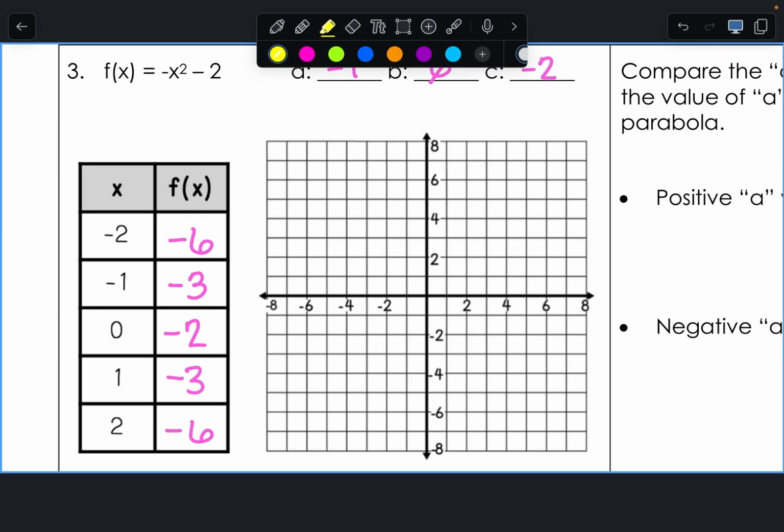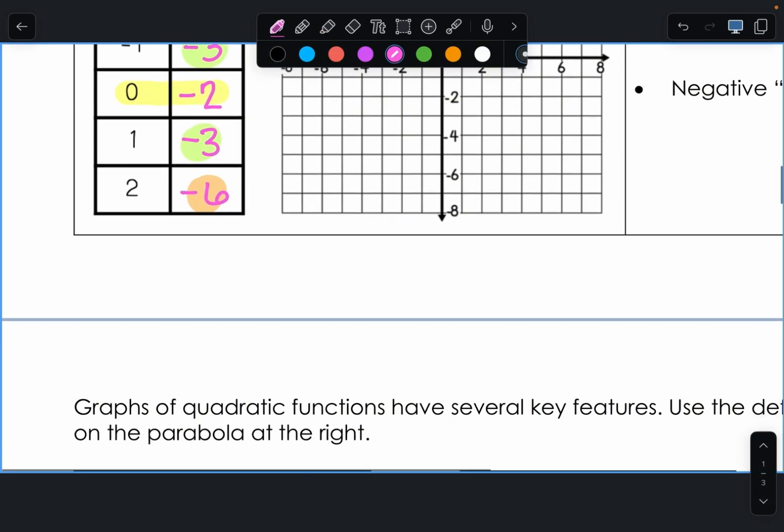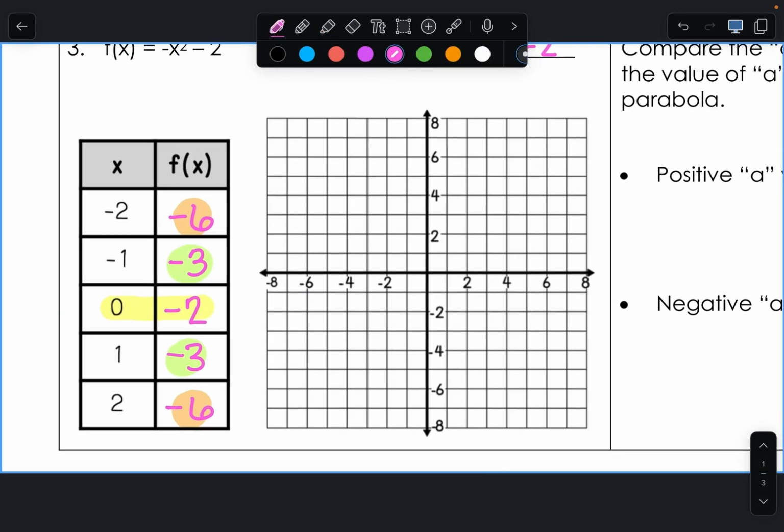All right. Can anybody see where the turning point is? Where the valley, the hump? Yeah. 0, -2. Very good. -3 goes with -3. -6 goes with -6. Okay. So that's where you end up seeing your little U shape or the hump. -2, -6 is here. -1, -3, 0, -2.